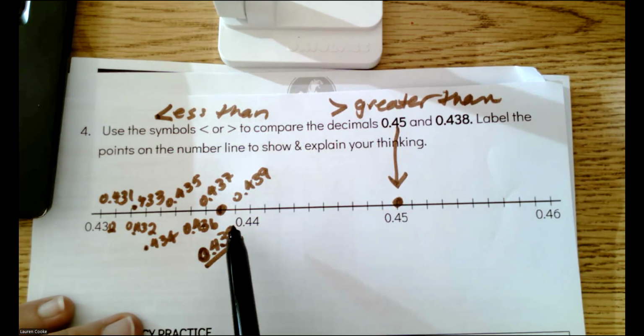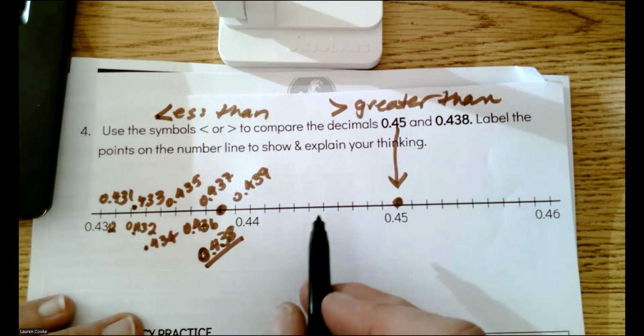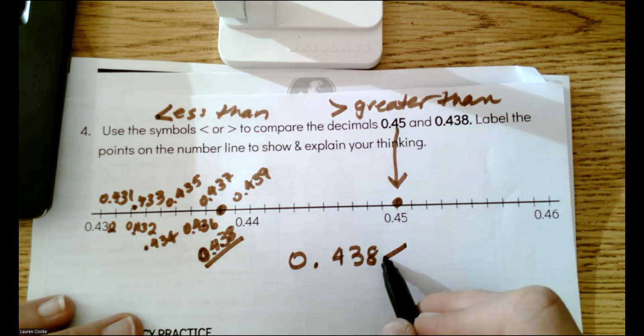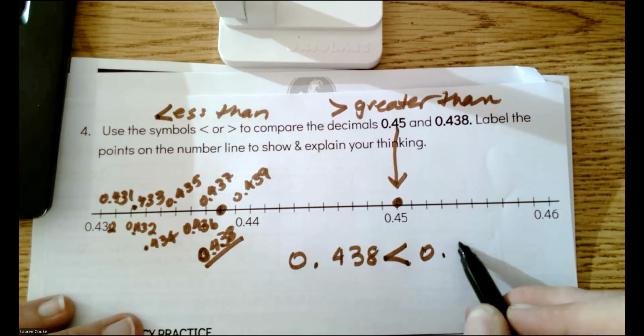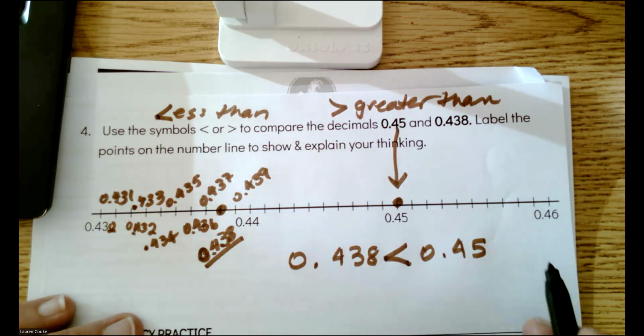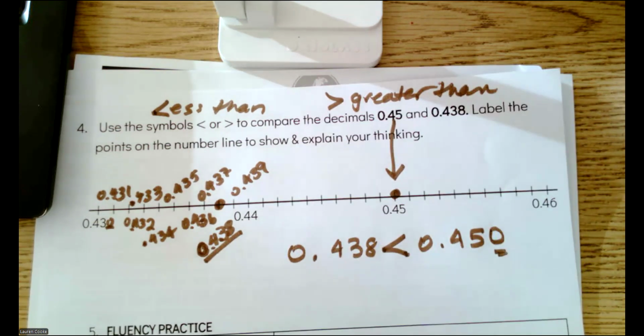All right, so if I look at this, I can easily see that 438 thousandths is less than 45 hundredths. It may have longer digits, but it is smaller in amount. And you could put that there if you wanted to compare.